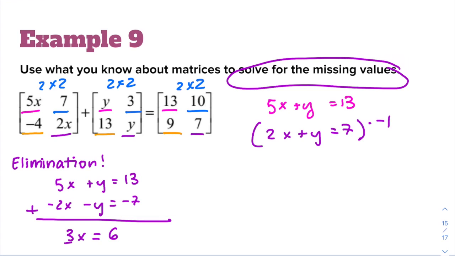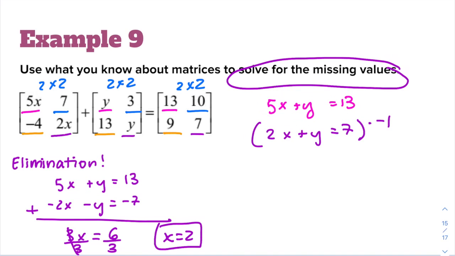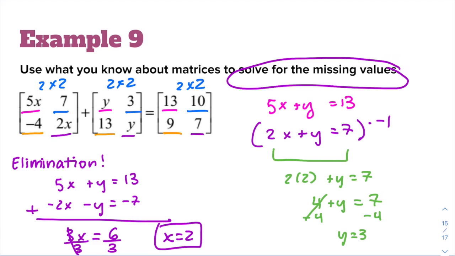Divide both sides by 3, you get that x equals 2, and you're halfway to your solution because, again, you're trying to find both variables. So then I can plug in x equals 2 here, here, here, or here to figure out what y would equal. I'm probably going to put it in 2x plus y equals 7. So 2 times 2 plus y equals 7. 4 plus y equals 7. So y equals +3. So the ordered pair 2, 3 would be the solution to this system, which is also the solution to this matrix addition problem.